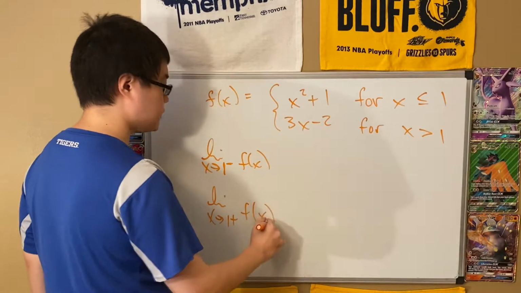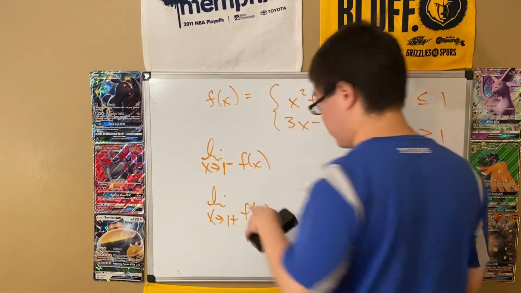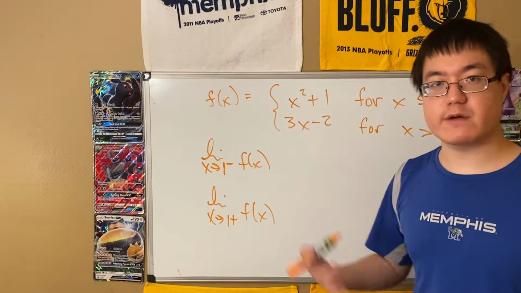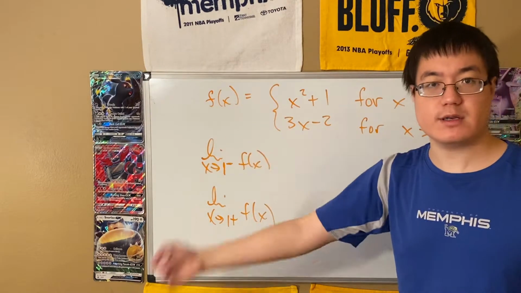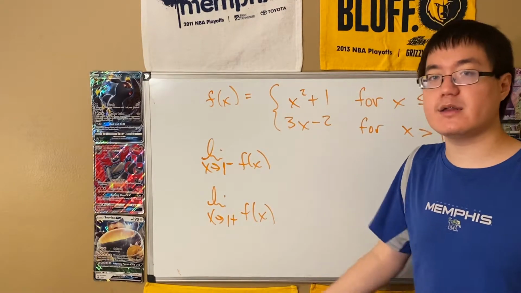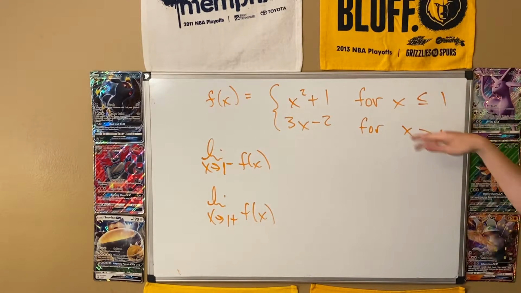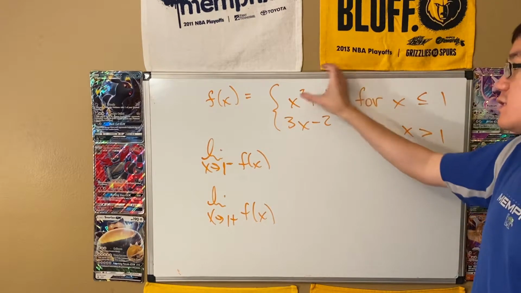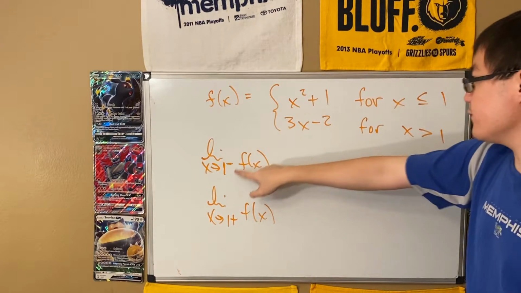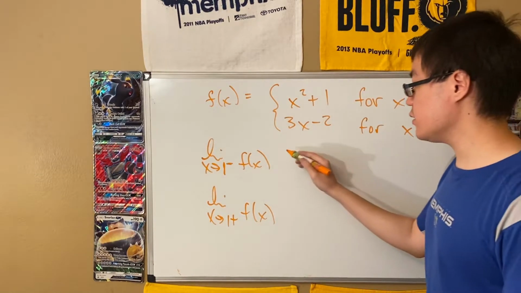So let's do that. For the left, remember you're approaching it from the left, so you're hitting numbers like 0.9, 0.99, 0.9999. Notice that all those numbers are less than 1, so you're going to be using this top function. The left goes with less than. So in this case, how do you compute this limit?